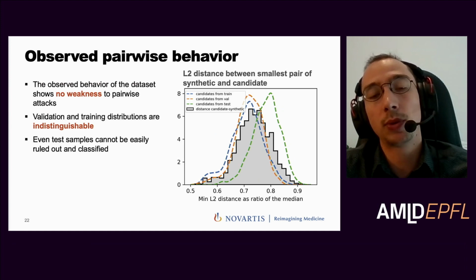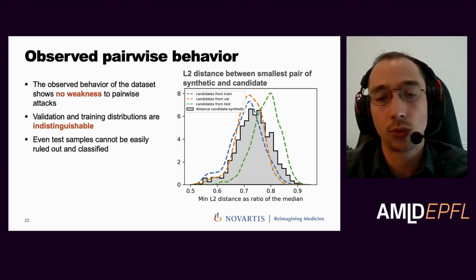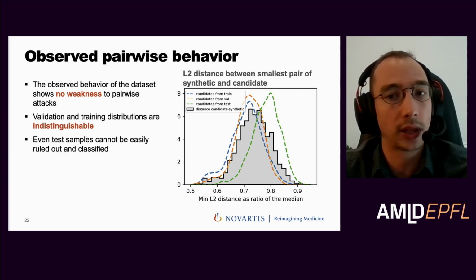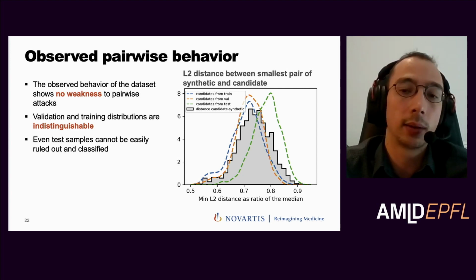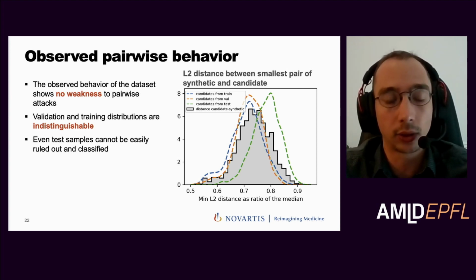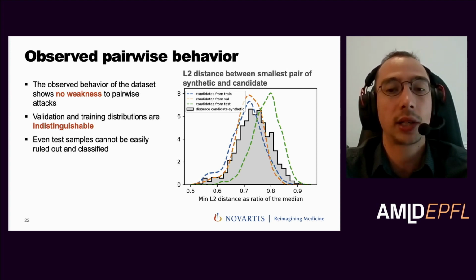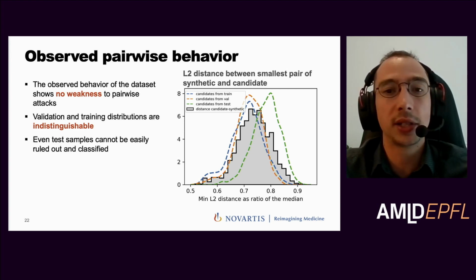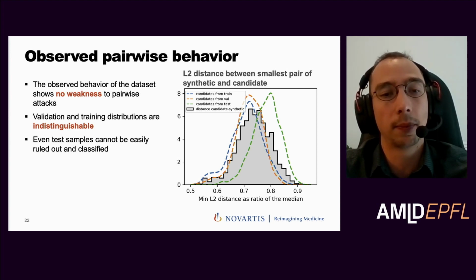But what we get in practice is really different. We really don't get that poor a behavior. We actually get pretty decent behavior, and basically validation and training are indistinguishable. For exact values and the quantitative approach, you can take a look at the article, but basically you can't use a classification or anomaly detection algorithm to find them.